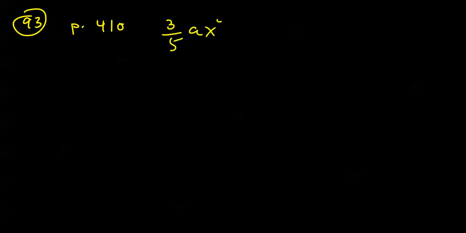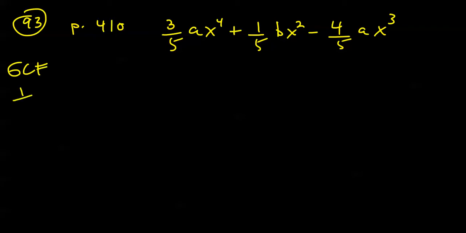3/5 ax to the 4th power plus 1/5 bx squared minus 4/5 ax cubed. Well, I'm hoping everyone out there can see we've got fractions in terms of fifths. Essentially, I'm going to be able to factor out a 1/5 from each of these terms of this polynomial, right? Alright, so let me write down GCF. I don't insist that you write down the GCF separately, but sometimes it helps. I'm going to be able to factor out a 1/5 from all these coefficients, right?